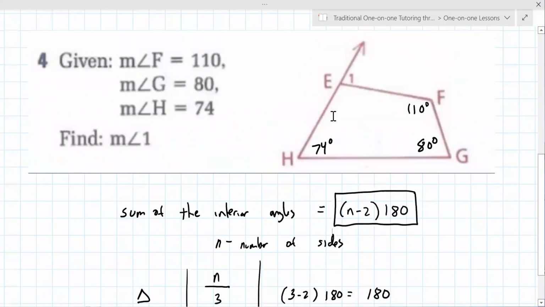The reason you need to know that is you need to know the sum of all the angles inside this quadrilateral add up to 360. And you can actually write an equation. Okay, E plus 74 plus 110 plus 80 equals 360. And you can solve that for E. Okay. And so E is 96.